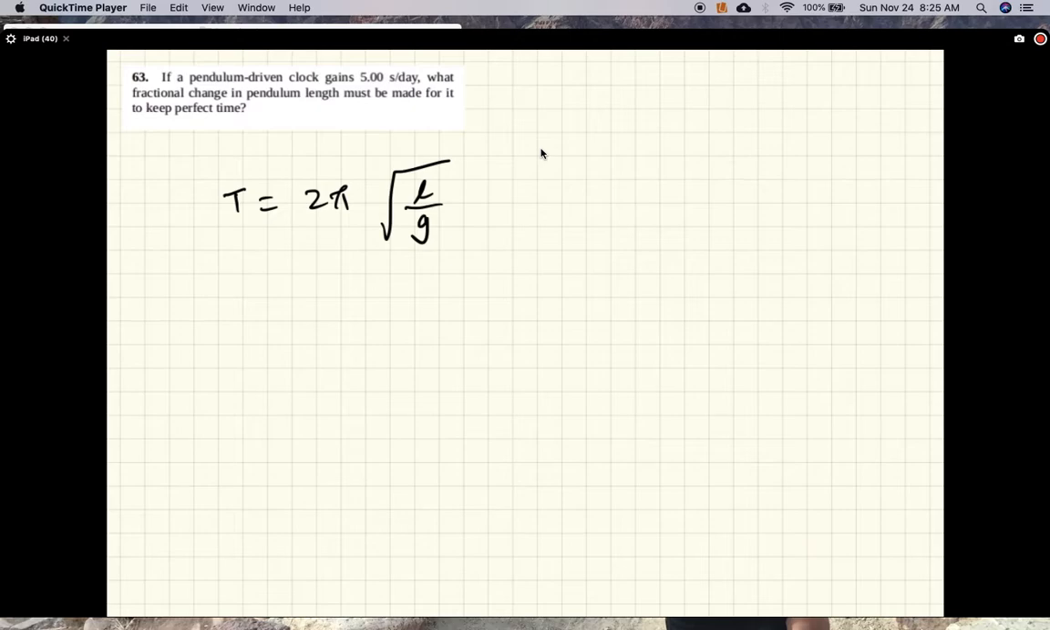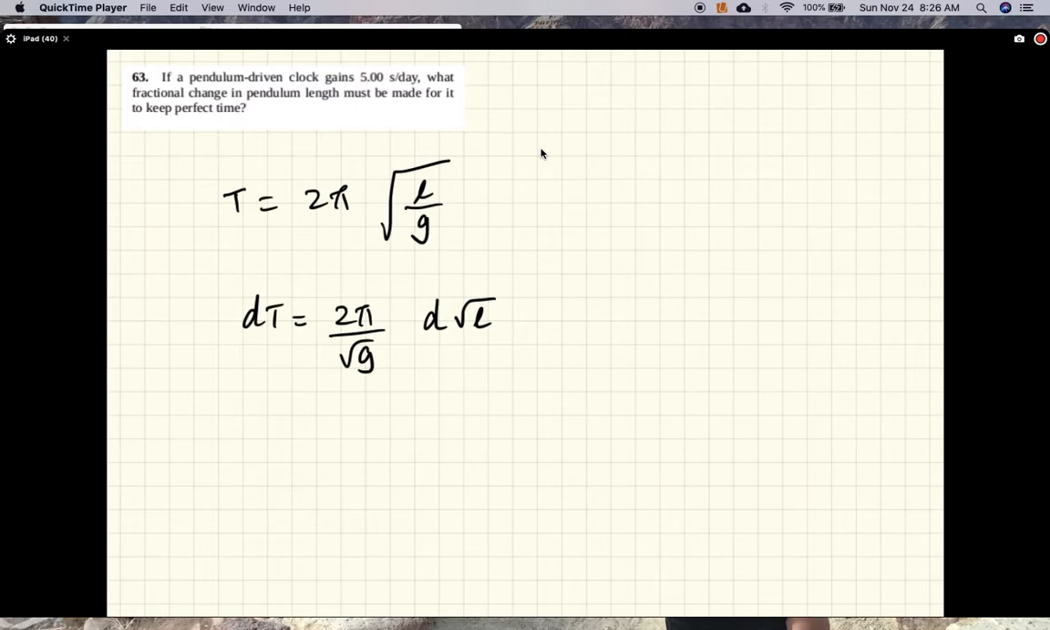Now, if you take the dT, the change in the period with change in length is given by 2 pi over square root of g, times d square root of L. So what this formula is saying is, what would be the change in the period of the pendulum if the length changes by this amount.